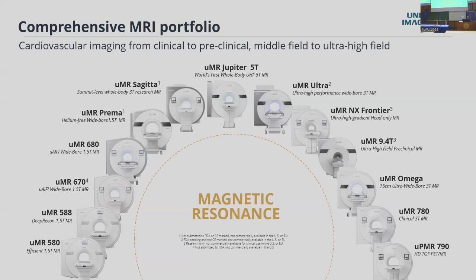So firstly, United Imaging offers a comprehensive portfolio of UMR systems from the 1.5 Tesla to 3 Tesla, including the PET-MR, and to the whole body ultra-high field 5 Tesla and the 9.4 Tesla preclinical animal systems. So on each of these UMR systems, we offer a comprehensive and optimized package for cardiovascular imaging. Well, except for the NX Frontier, which is a PET-only system that's dedicated for high-end neuro researchers.